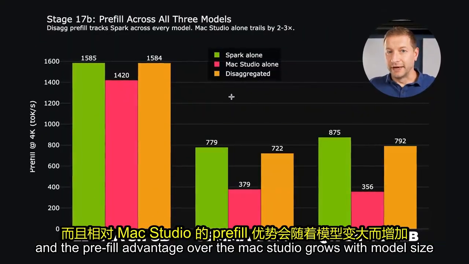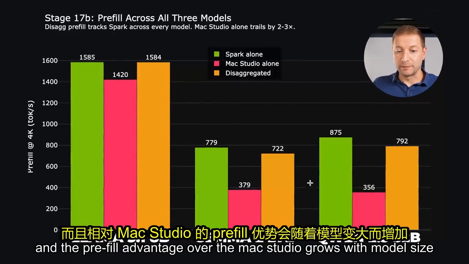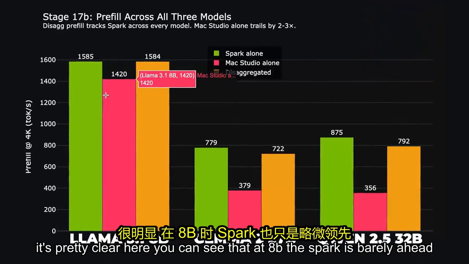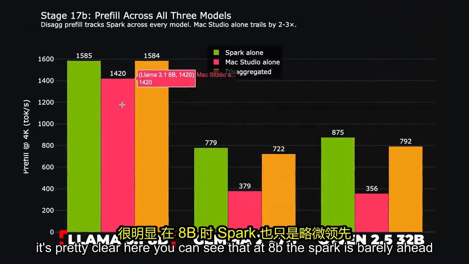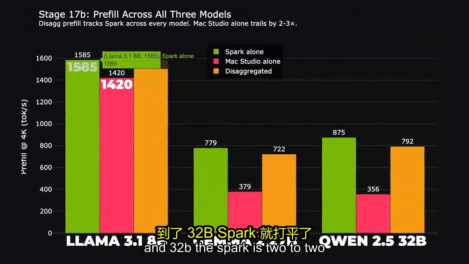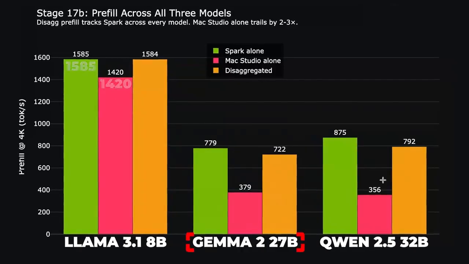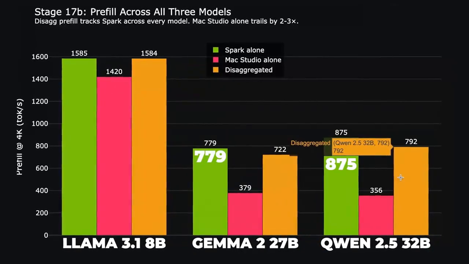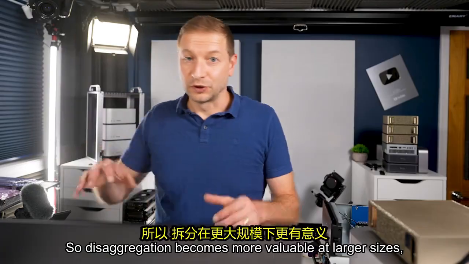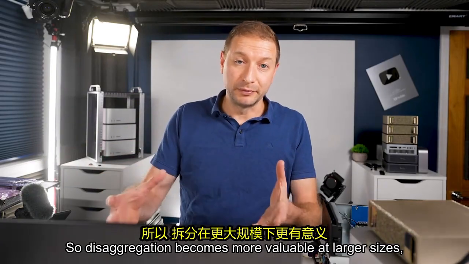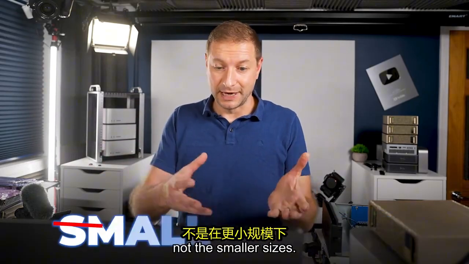And the prefill advantage over the Mac Studio grows with model size. It's pretty clear here. You can see that at 8B, the Spark is barely ahead, 1420 versus 1585. At 27 and 32B, the Spark is 2 to 2.5 times faster. So disaggregation becomes more valuable at larger sizes, not the smaller sizes.